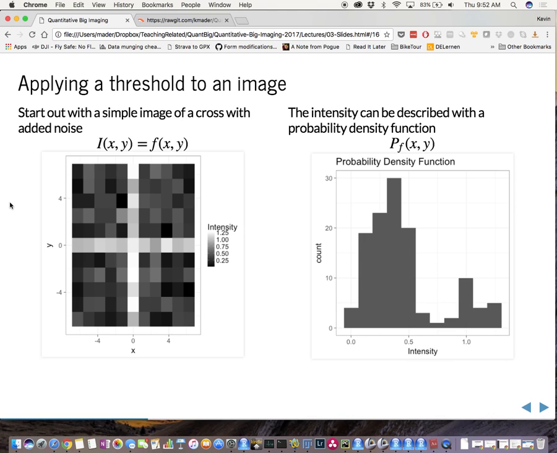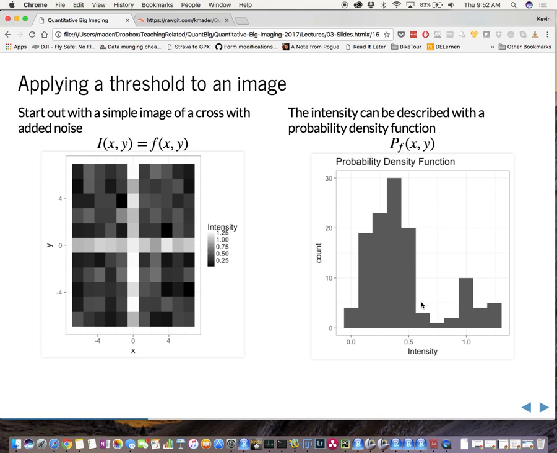So if we now take a very simple image here of a cross, we have this I of x and y, and that's equal to this intensity value that we're showing there. It's between 0 and 1.25, and we make a histogram of this image. What that shows us is the intensity values that are possible in the image on the x-axis and the number of pixels that are that intensity on the y-axis.